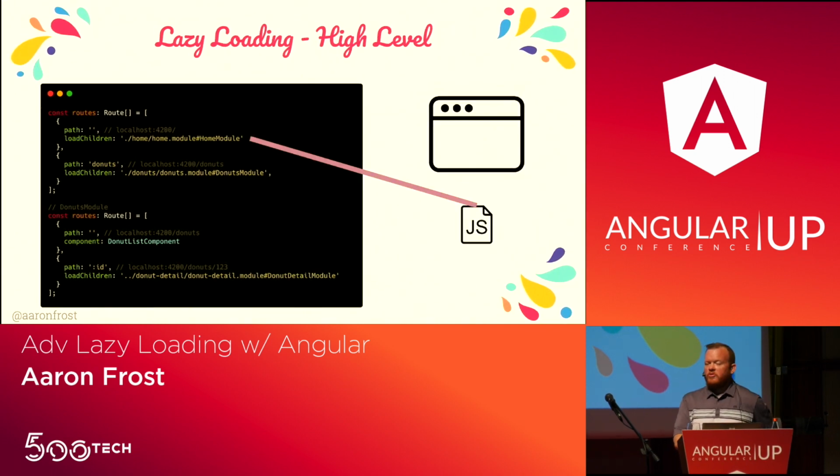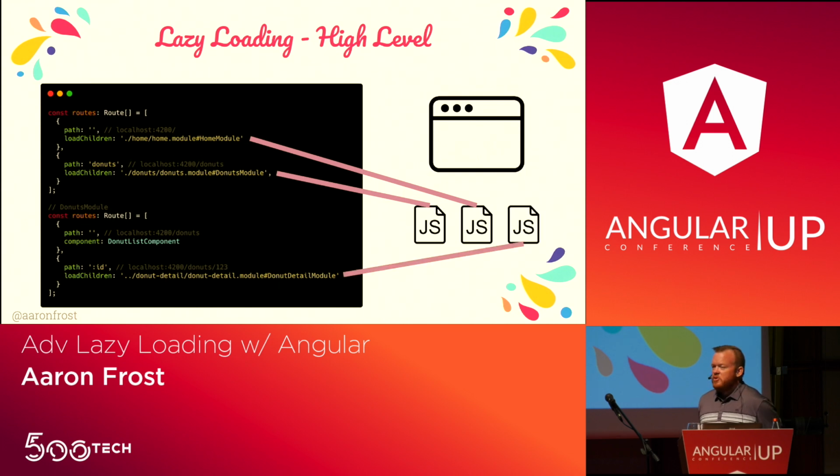It will take our home bundle, put it in one bundle and deliver it to the browser. It will take our donuts bundle and put it into its own bundle. And then it will take the donut details bundle and put it into its own bundle. If we go straight to the donut details, it won't actually load the home bundle. If we go to the donuts list, it won't load either of the other bundles. So it starts to load bundles individually and separately. And this is super trivialized using these magic strings in Angular.